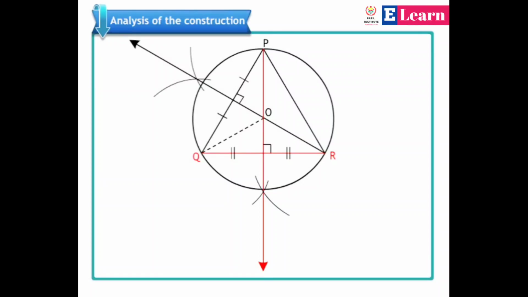Now let the bisectors of segment PQ and segment QR intersect each other at one point O. The point O is equidistant from the 3 points P, Q, and R. Therefore, PO = OQ = OR. Now taking O as the center and OP as radius, if we draw the circle, then it passes through all the vertices of the triangle PQR.